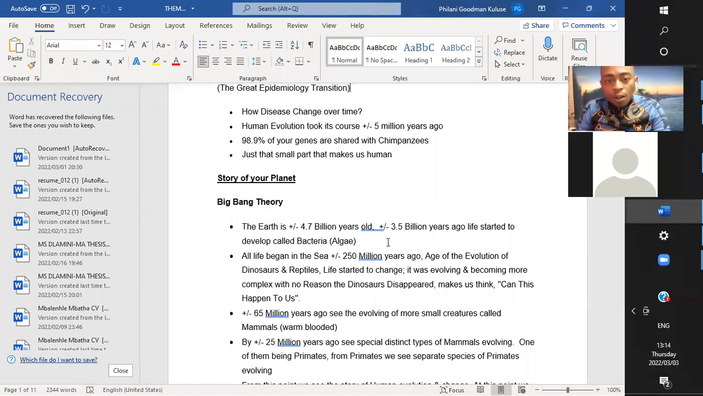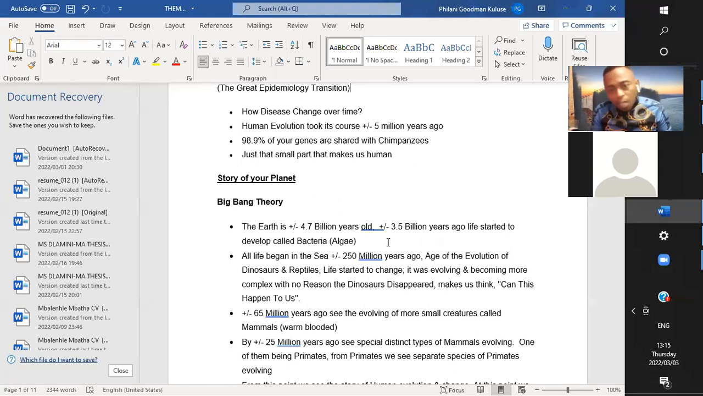98.9% of your genes are shared with chimpanzees. Just that small part makes us human. You will see how we have transformed, how we have changed, how we have advanced. But for us as medical anthropologists, it's not only about the changes that have happened and the advancement, but also about the adaptations to those changes, because these changes are happening very quickly and adaptation is happening very slowly, which is where aspects of natural selection happen.